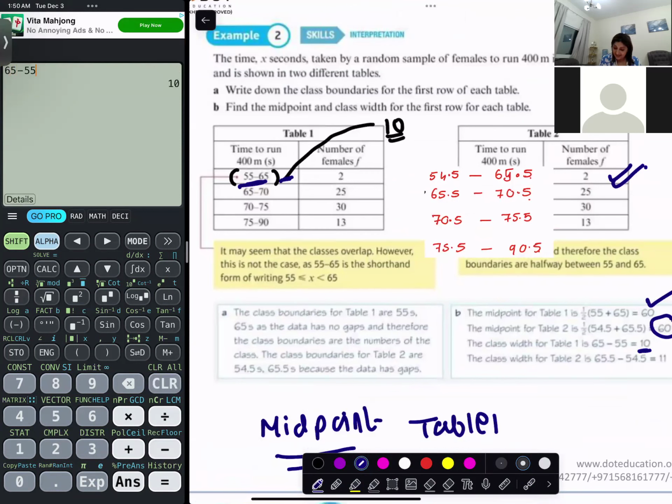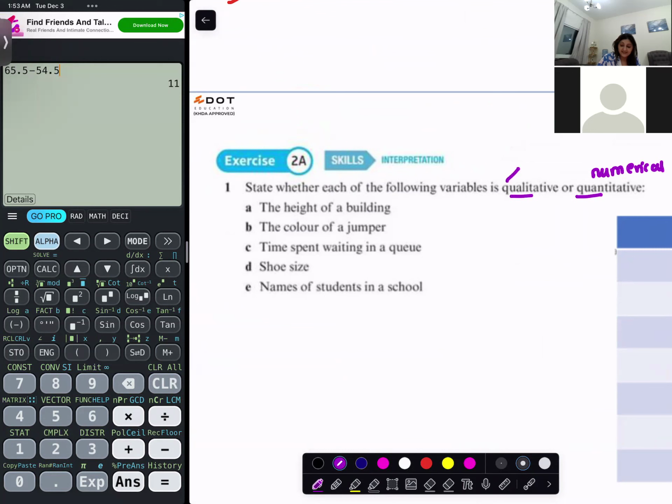Now we are doing exercise 2A of Edexcel Year 1 Statistics Types of Data. Since you're doing these types of data, they want to know whether the variable is qualitative or quantitative. If it is numerical, it can be represented in a numerical value, it would be quantitative. And if it can be represented in a descriptive way, it would be qualitative.